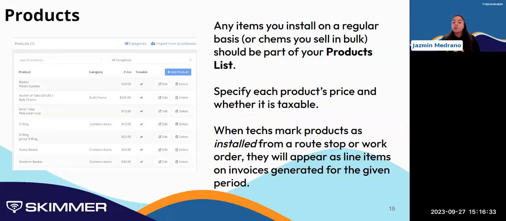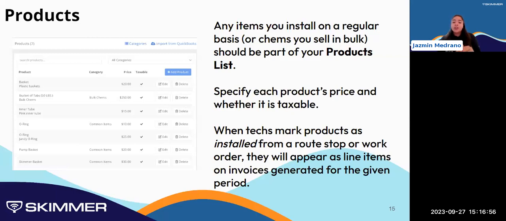whether your tech marks those products as installs from a route stop or a work order, they will appear as line items on invoices generated for the given period. So in your products, you can add a price, you can decide if that's a taxable product or not. You can add it to a category. So in settings and products, you can specify each product's price and whether it is taxable.